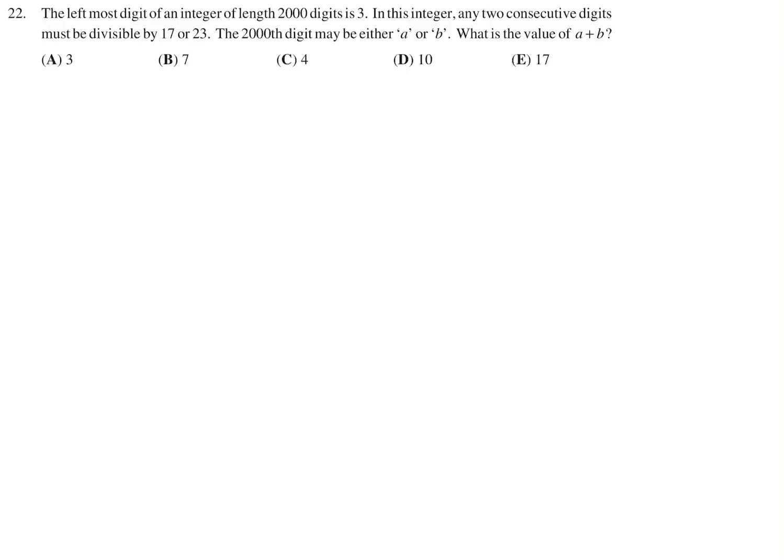All right, so we need to first explain what is going on. They have this very long integer. Very, very long. It goes on for 2,000 digits. Obviously, I'm not going to write them all out, but you get the point. And they've told you the leftmost digit is 3. So this is the leftmost digit.